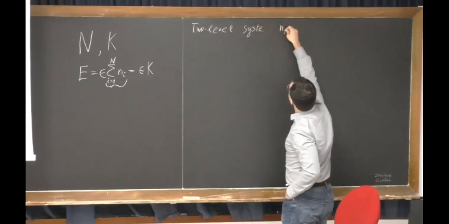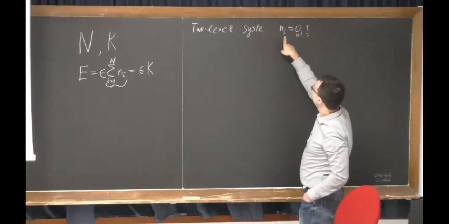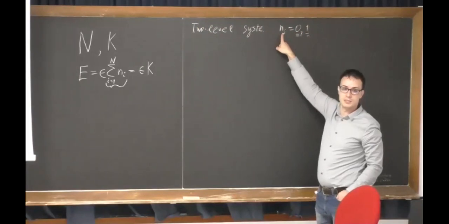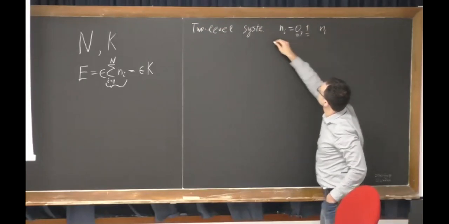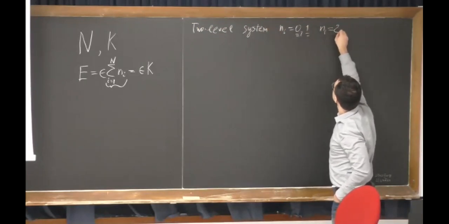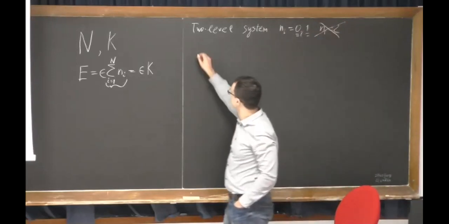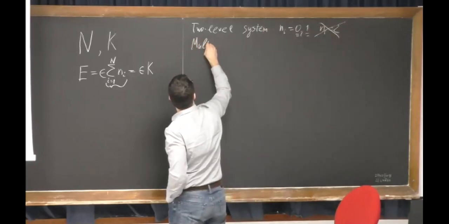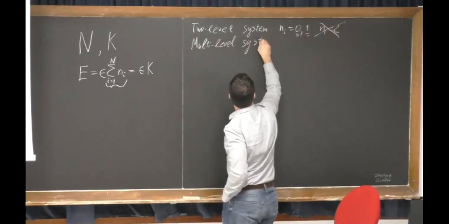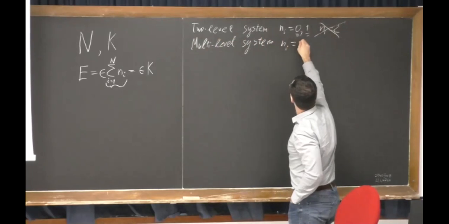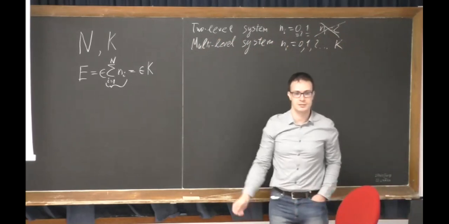Ni could be 0 or 1. That's why it's called two-level. Which means that each particle can be excited only one time. So you cannot have two, it is forbidden. You cannot have many excitations in one particle. So this is multi-level. Now your Ni can be 0, 1, 2, even k. You can just excite one particle k times.